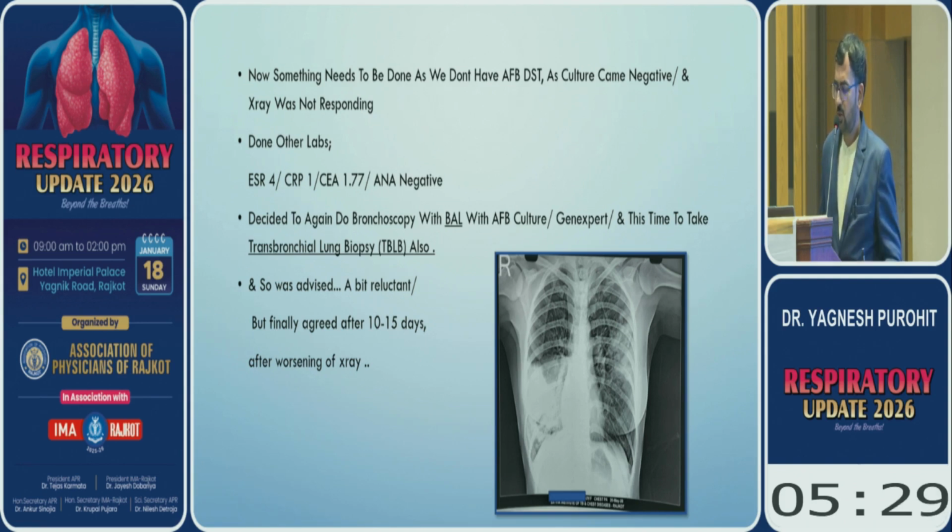We have done other reports to rule out other diseases. So ESR, CRP was normal, CA was normal, ANA was negative. So we decided to do the bronchoscopy again to take the BAL, and this time to do the transbronchial lung biopsy also. So he was advised TBLB.